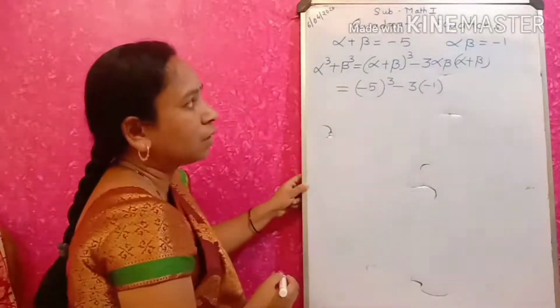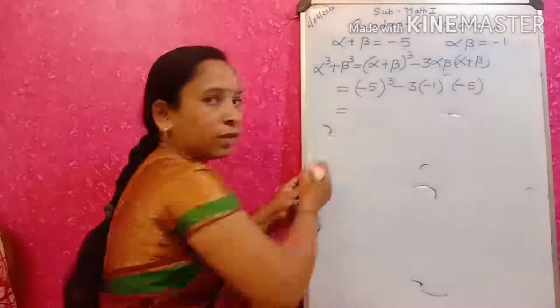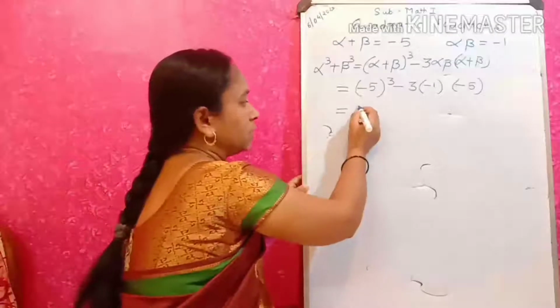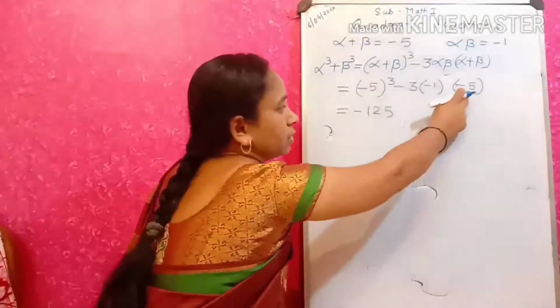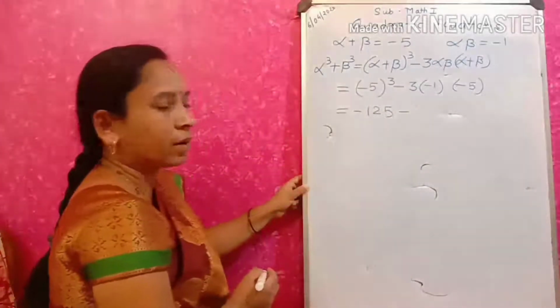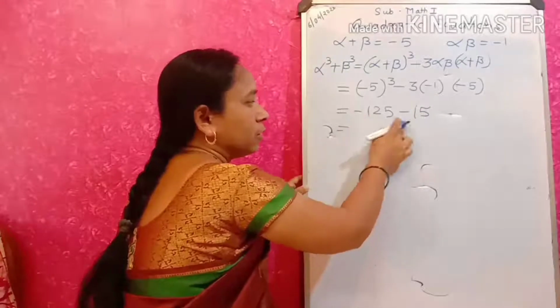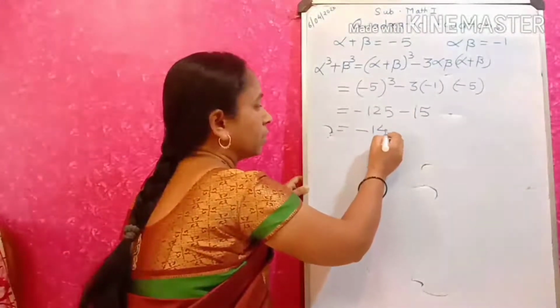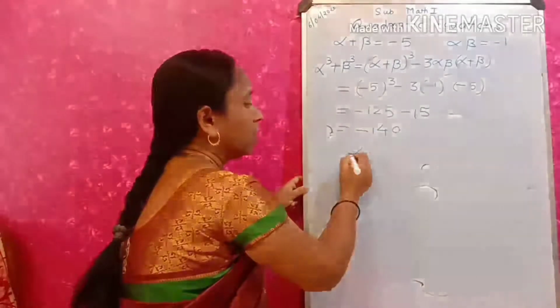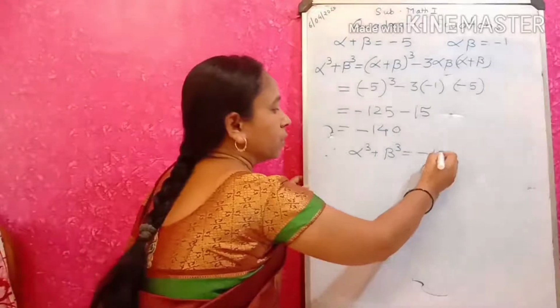into alpha plus beta, again minus 5. Minus 5 bracket cube, the answer is negative 125. Minus, minus, minus, again you will get 5 3s are 15 and it would be negative. Negative, negative, again you have to add, so you will get the answer minus 140. Therefore alpha cube plus beta cube is minus 140.